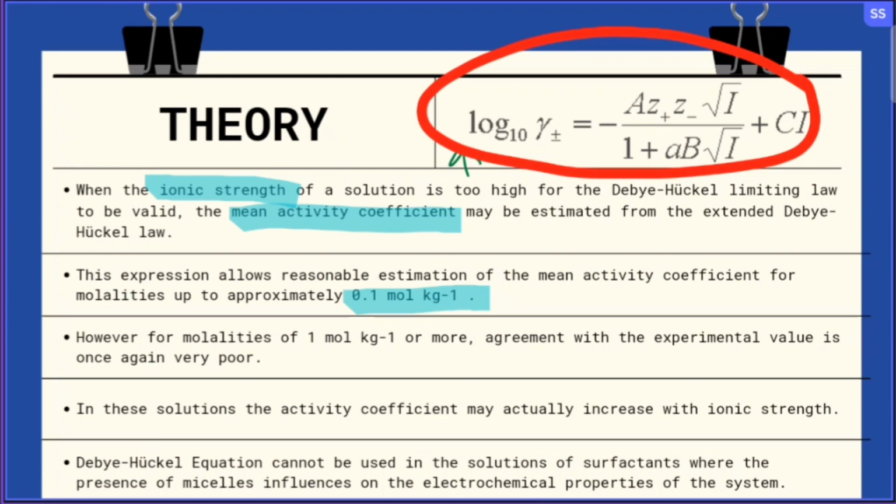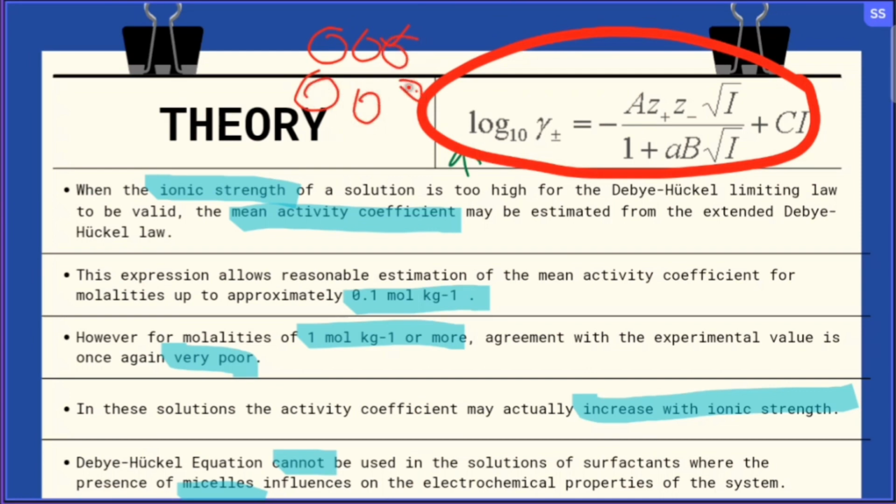However, for molalities of 1 mol per kg or more, agreement with the experimental value is very poor. In these solutions, the activity coefficient may actually increase with the ionic strength. The Debye-Hückel equation cannot be used in solutions of surfactants where micelles are present. For those who are wondering what micelles are, they are aggregates of molecules in a colloidal solution, like those formed in detergents, and the cross section of micelles looks somewhat like this. The presence of micelles might influence the electrochemical properties of the system.